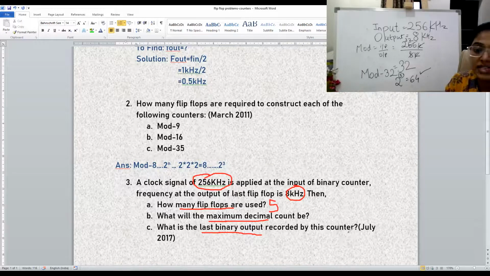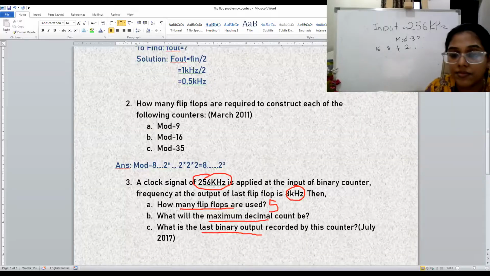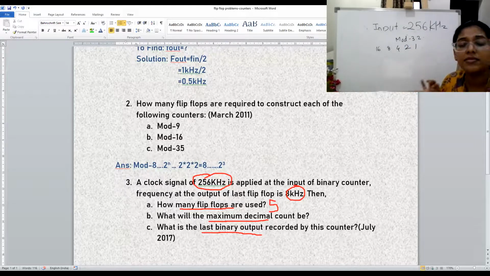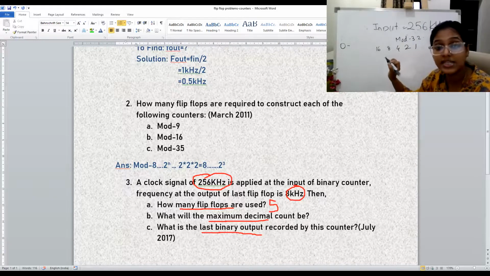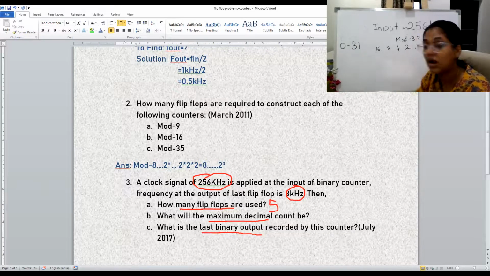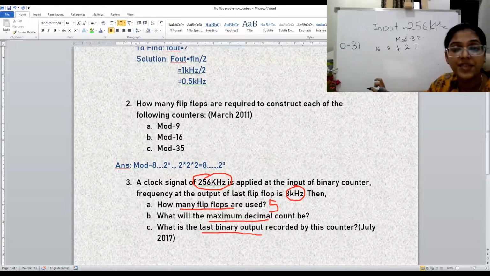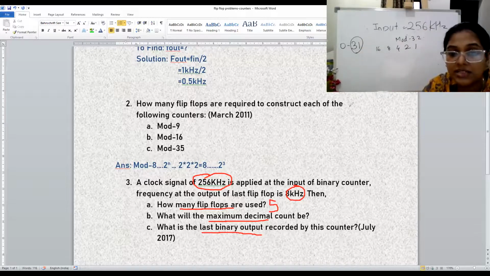What will be the maximum decimal count? Maximum decimal count मतलब ये mod 32 counter है. Right? This is a mod 32 counter. ठीक है, तो मतलब कहां तक काउंट करेगा वो? 0 to डेसिमल नंबर्स में, बाइनरी नंबर्स में नहीं पूछा उन्होंने, डेसिमल में पूछा. 0 to 31 काउंट करेगा. राइट, mod 32 काउंटर है तो 0 to 31 काउंट करेगा. तो मैक्सिमम डेसिमल काउंट कौन सा है? लास्ट वाला कौन सा नंबर है? 31. So maximum decimal count is going to be 31.